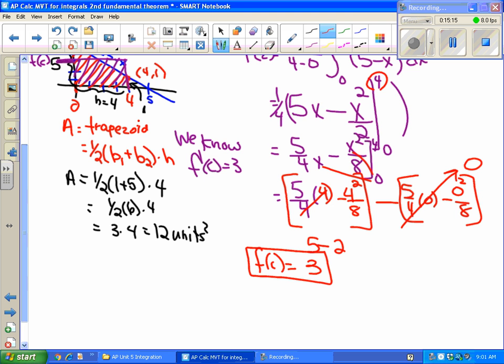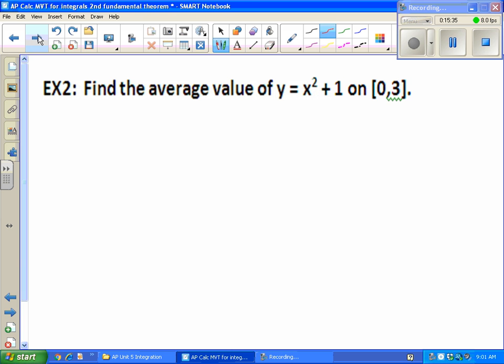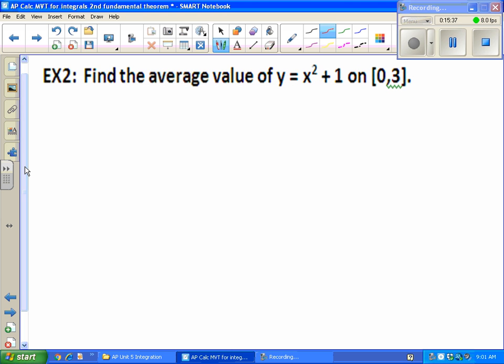Does that verify what we guessed from having done it by hand? Okay. Do you see how we apply the function? So I'm looking for an average value, and I can use my integration mean value theorem for integrals. You good? All right. Find the average value of y equals x squared plus 1 on the interval from 0 to 3. All right, we can sketch this, and I'm going to go ahead and do that.